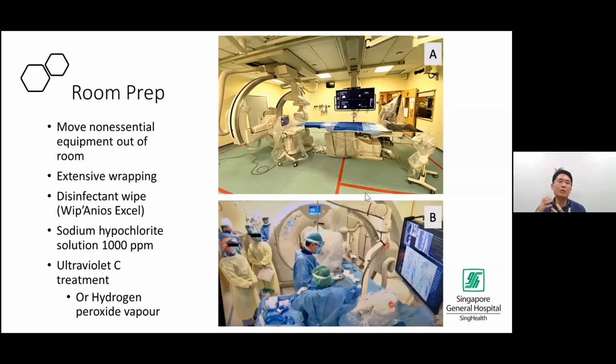Okay, move all non-essential stuff out of the room. Remember, if you're not there, you don't have to clean them. We wrap quite a lot of our equipment up fairly extensively so that we can clean them easier. At the end of the procedure, everything is wiped down with a disinfectant wipe. Also, after that, the surfaces are cleaned with sodium hypochlorite at 1:1000 parts per million. Our rooms are then treated with ultraviolet C for additional disinfectant. If your room has a dedicated air filter with rapid air exchange, you can use hydrogen peroxide vapor. It's actually more effective.